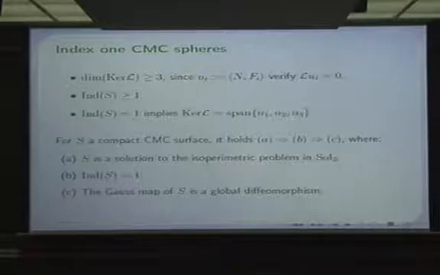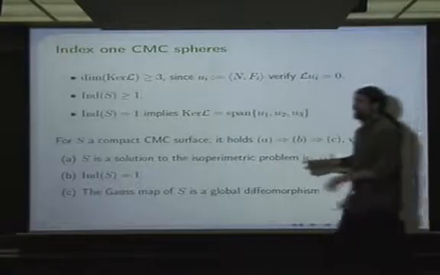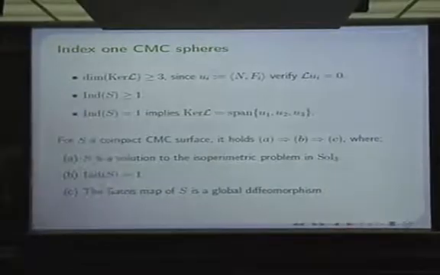And the key for what we are doing here is that we are able to prove that if the index of the sphere is 1, then the Gauss map should be a global diffeomorphism. So this links the whole theory of stability of constant mean curvature surfaces with this strange hypothesis we needed for the Hopf theorem, which was that the Gauss map is a diffeomorphism.